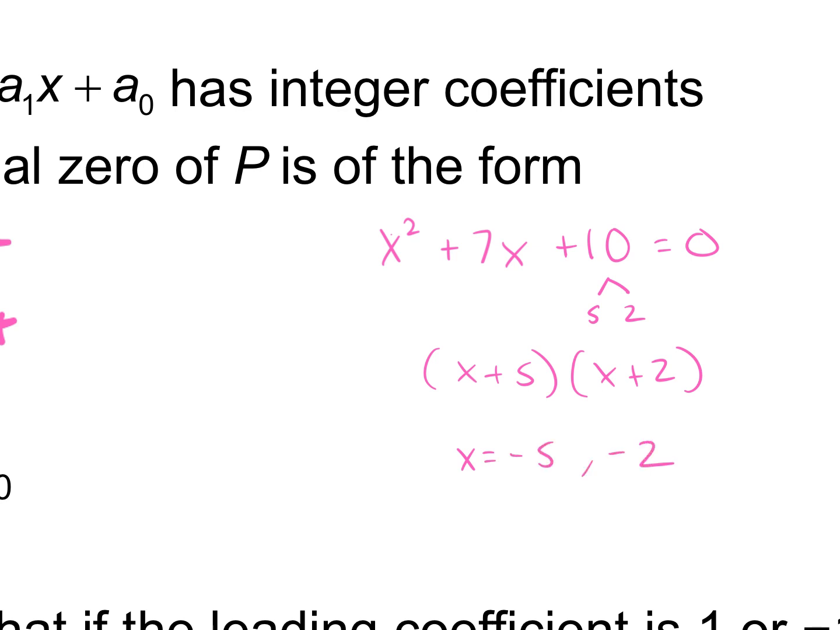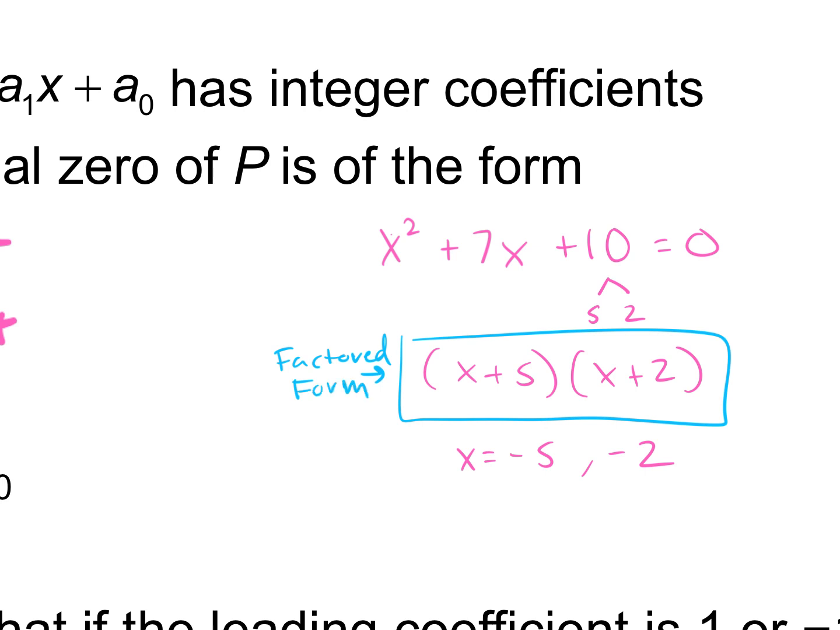-5 and -2. So on the WebAssign, when it asks for factored form, you're going to put the factors of it. So that would be the x plus 5 and the x plus 2. This is factored form. And then when it asks for the zeros, that's just the answers, the solutions.